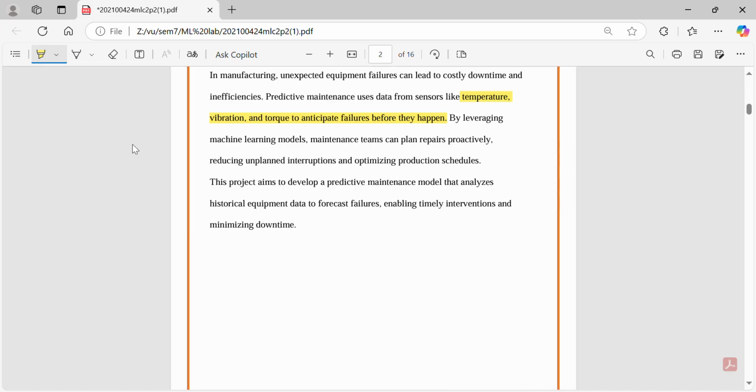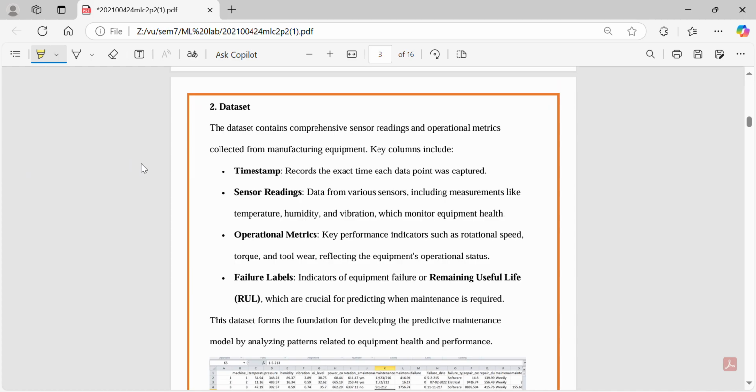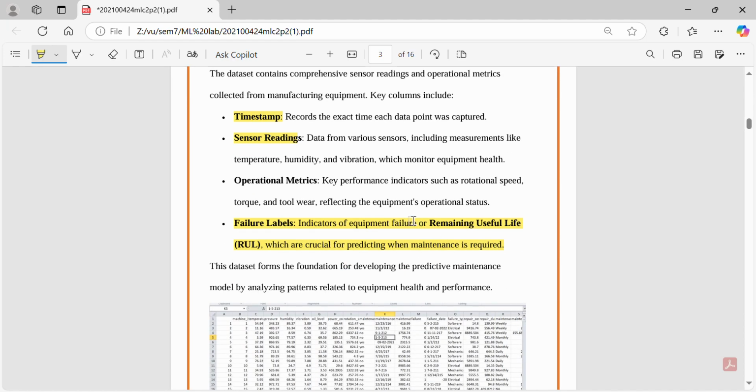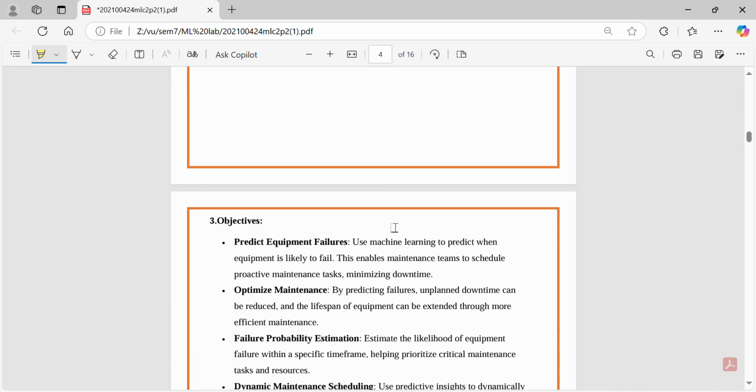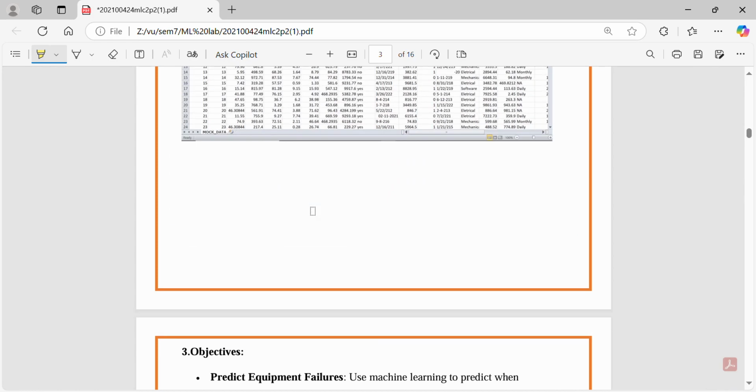First we would talk about some factors. Here this is the data set. It contains timestamped sensor readings from temperature, humidity, etc. Failure levels and the remaining useful life can be predicted from this. So this is the data set. It contains humidity, vibration, oil level, power consumption, etc.